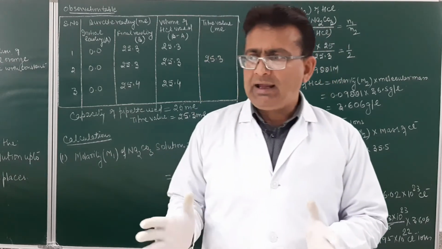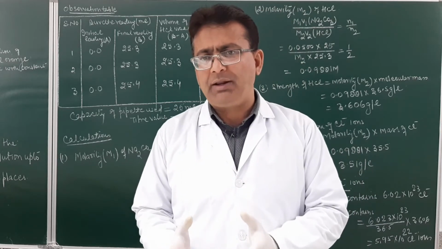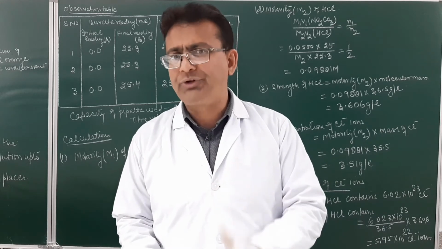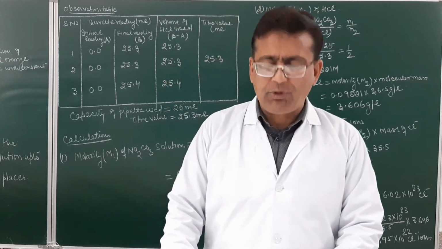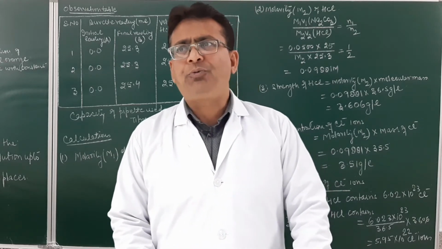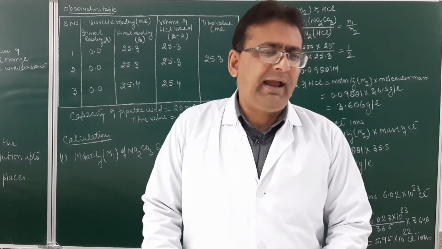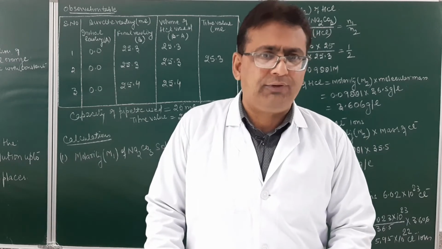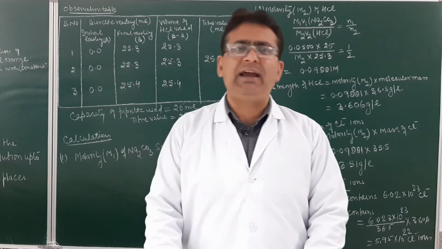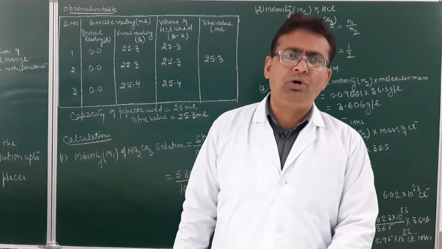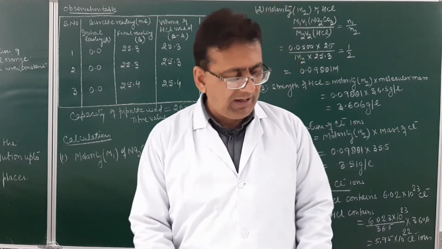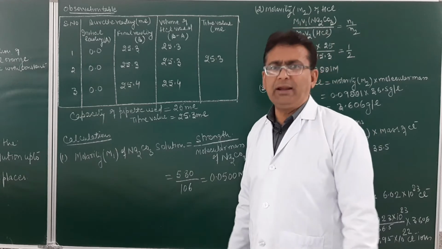Now, I have demonstrated to you how to obtain the titer value, and I have demonstrated only once. Make sure I have demonstrated only once. But in the laboratory, you have to conduct the same experiment at least thrice. And from those three titer values, at least two must be concordant values, or two must be similar readings. And those readings are to be tabulated. I will now explain to you how to do the calculations.